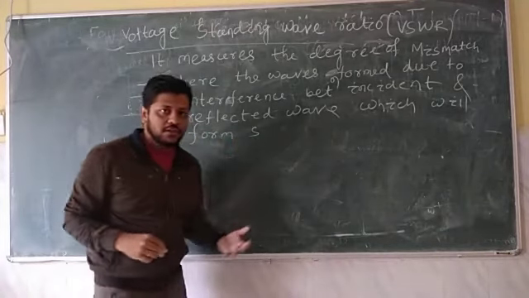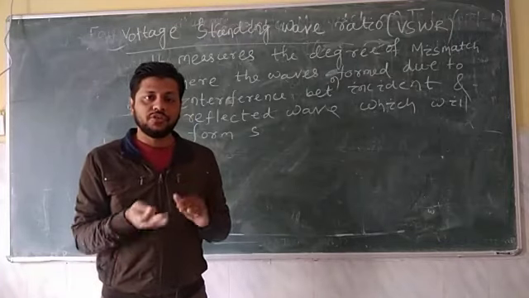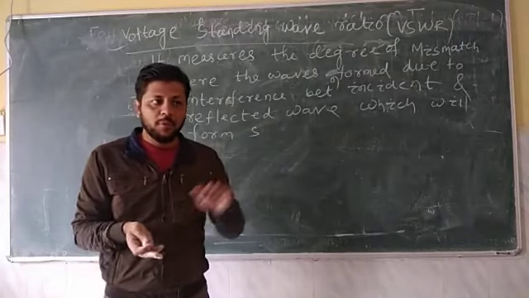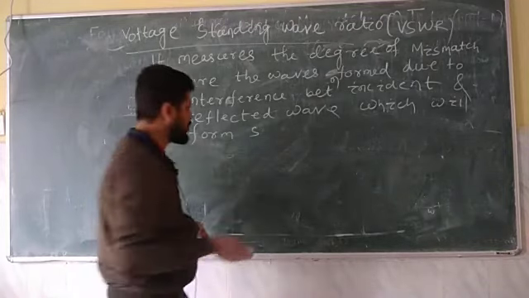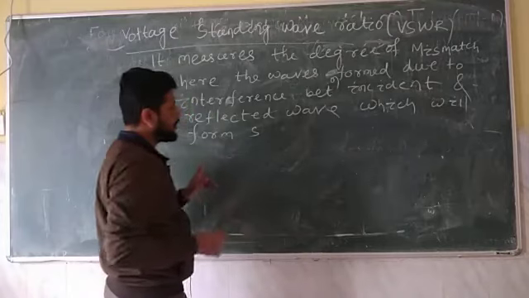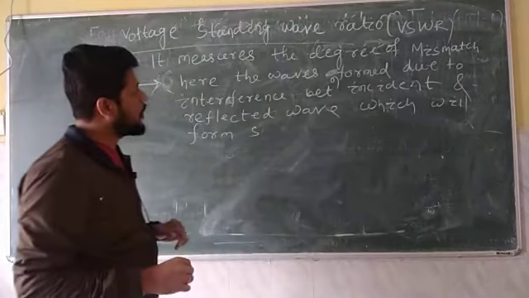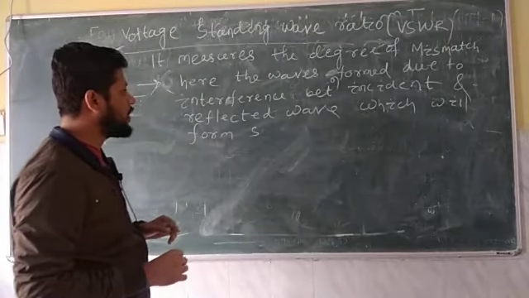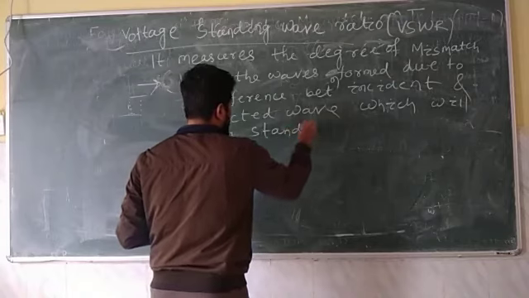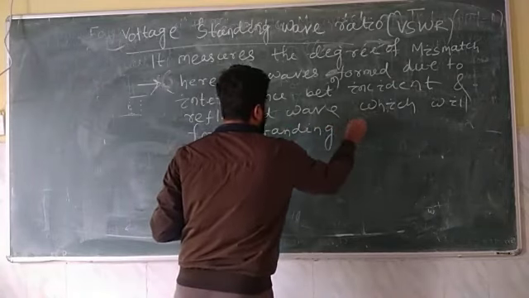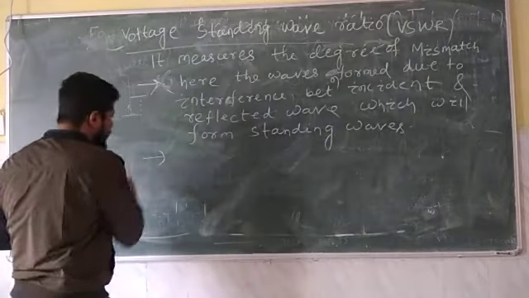Standing wave means the wave is not propagating, instead it is oscillating about its mean position. It is oscillating only. Here the particle is not propagating, propagating means it is traveling. It is oscillating at its mean position. So the waves form due to interference between incident and reflected wave, which will form standing waves. So what is the formula for standing wave?